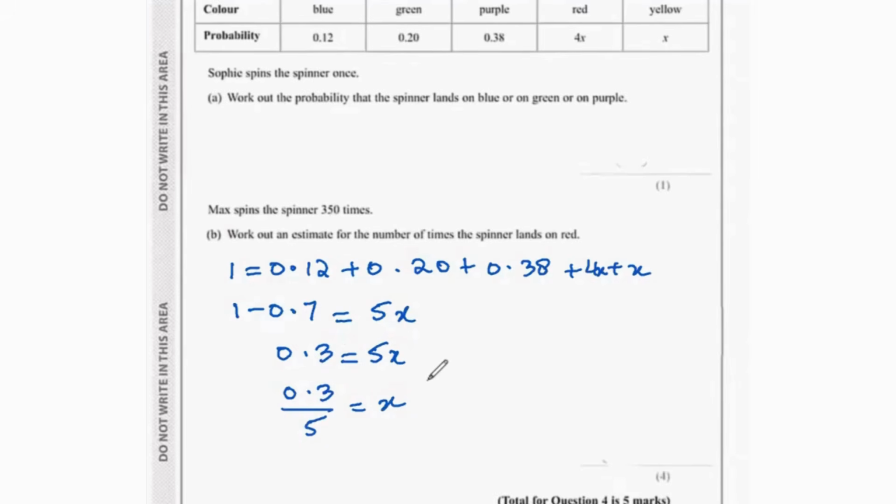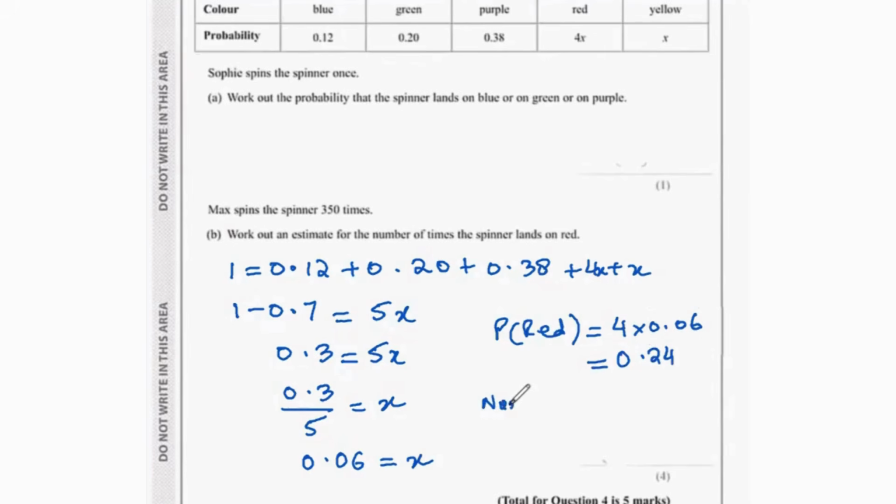And that's going to give us x equals 0.06. Probability of red, that's 4 times 0.06, which equals 0.24. So the number of times the spinner is spun is 350. You multiply that by the probability of landing on red to find the estimate number of times it will land on red. So 350 times 0.24, that's going to be 84. That is your final answer.